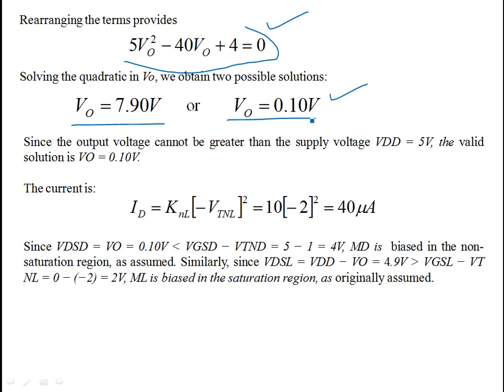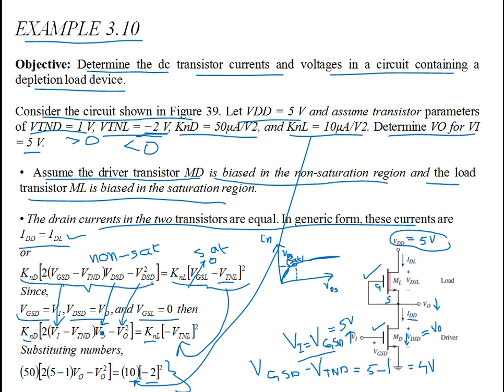This was the first hunch, and to check its validity: since the output voltage cannot be greater than VDD, the valid solution is 0.1 volts. So the current, since the current is in series, you can use either expression, it is the same thing. So this becomes 4, this becomes 40 microamps.